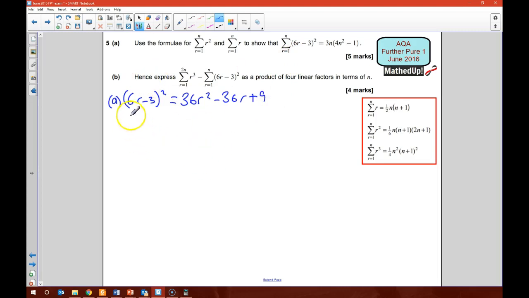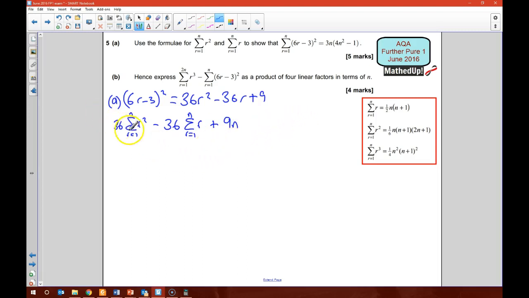Okay, so to split this summation up now, I can say that I've got the sum from r equals 1 to n there, and that's going to be 36r squared, take away 36 of the summation of r, plus, and that's just going to be 9n.